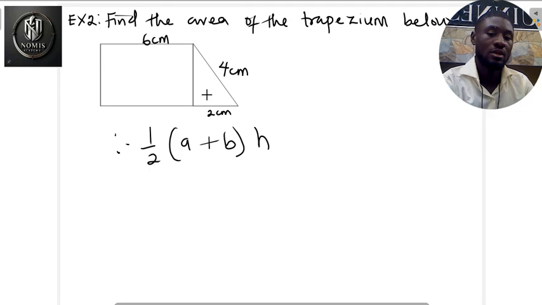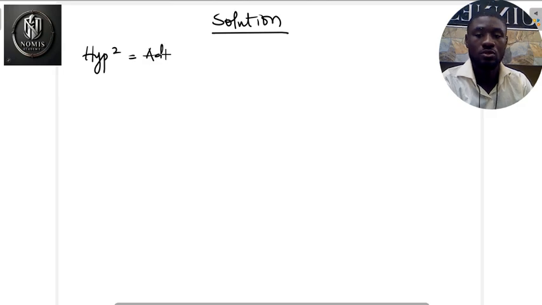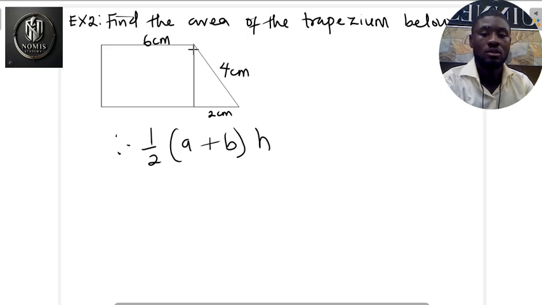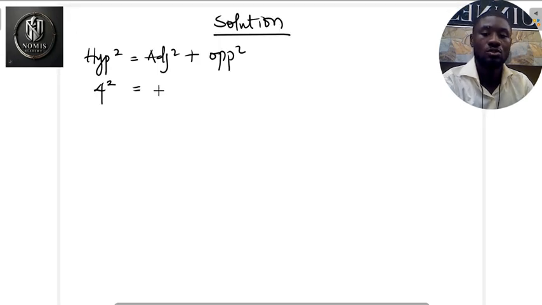Correct. Using Pythagoras theorem, because we have the hypotenuse, we have the adjacent, but the opposite we don't have, which stands for the height of the trapezium. So we are going to use the Pythagoras theorem to find the height. Pythagoras theorem says that the hypotenuse squared is equals to adjacent squared plus opposite squared. Now that the hypotenuse is the longest side, which is 4 squared equals to, what about the adjacent? 2 centimeter, 2 squared, plus the opposite is h squared.